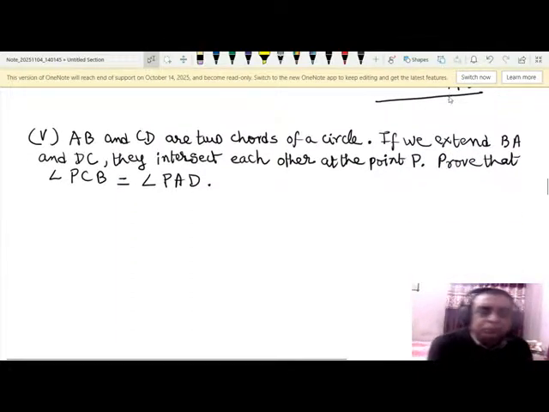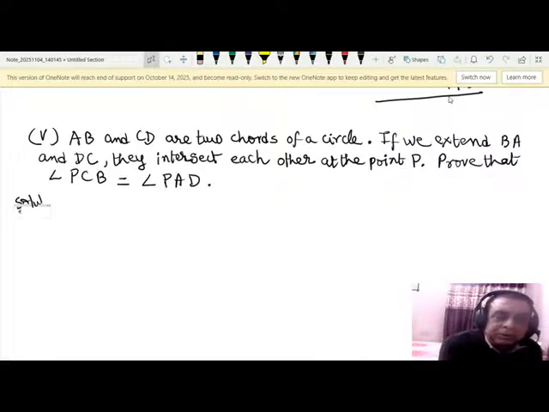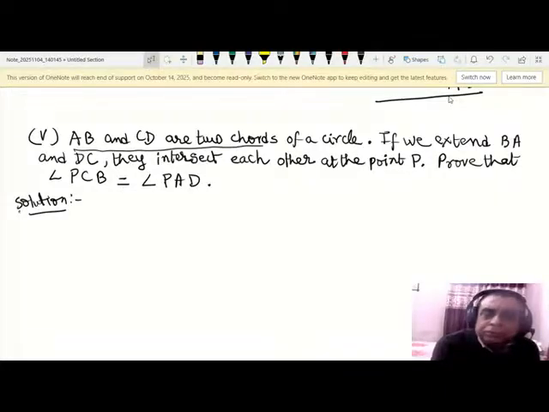Now we are moving to the question number 4, 5th part. So what is this sum saying? AB and CD are two chords of a circle. If we extend BA and DC, they intersect each other at a point P. Prove that angle PCB value is same as angle PAD.